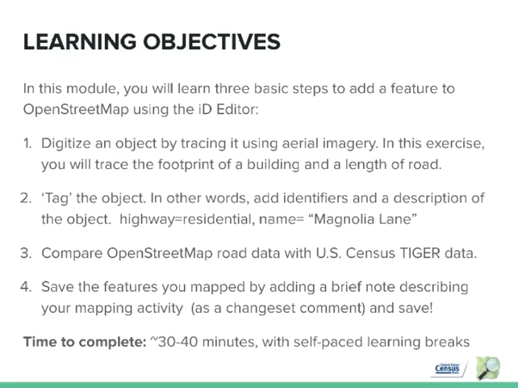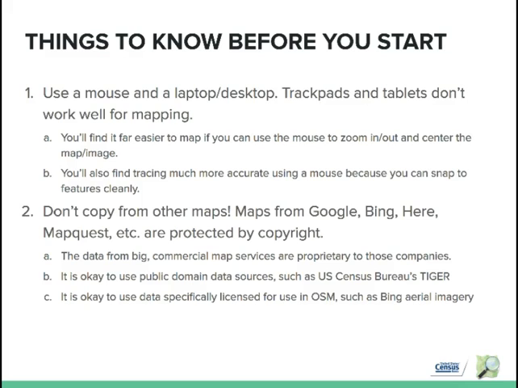You will use aerial imagery to trace a building footprint, tag the object by adding a description of the feature, learn how to compare OpenStreetMap data with TIGER data, and lastly, add a changeset comment and save your data to the map. With breaks for self-paced learning, you should be able to complete this module in about 30 to 40 minutes. Two points to make before we begin.